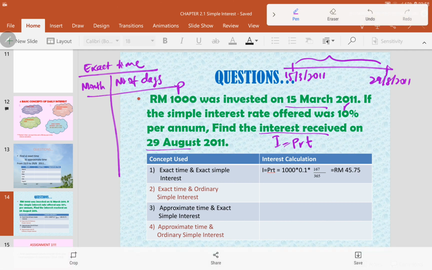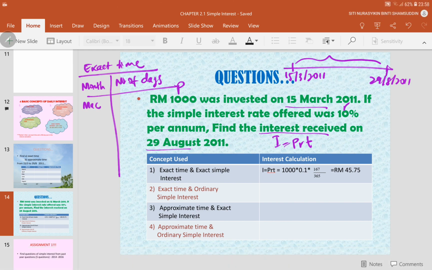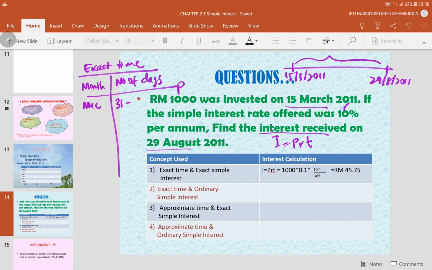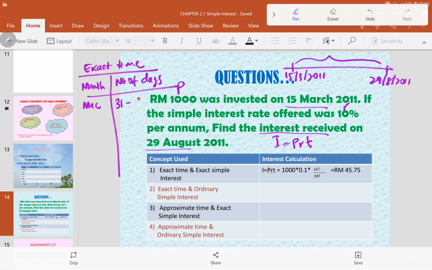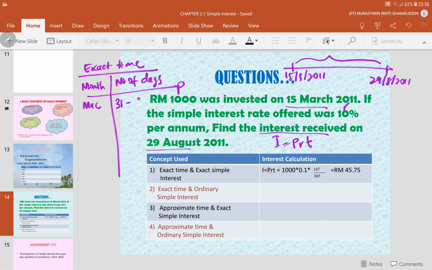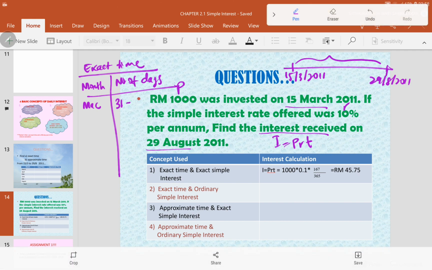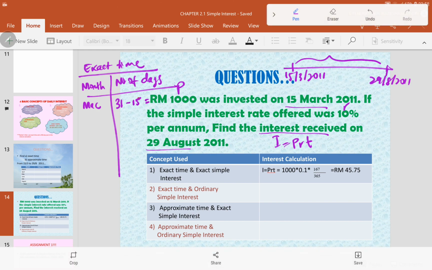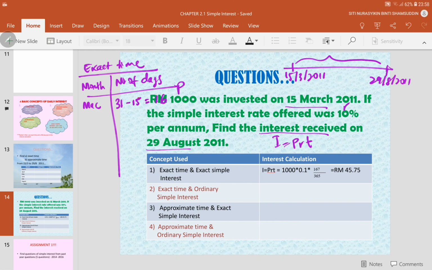Okay, now we start with March. March ada berapa hari? Kalau exact time, so if exact time, we have 31 days. Tapi kita tak start dengan 1st March kan? Kita start dengan 15 March. So from 15 March until 31st March ada berapa hari? So you just minus 15. You minus dengan tarikh the start tu lah. So you akan dapat 16 days.